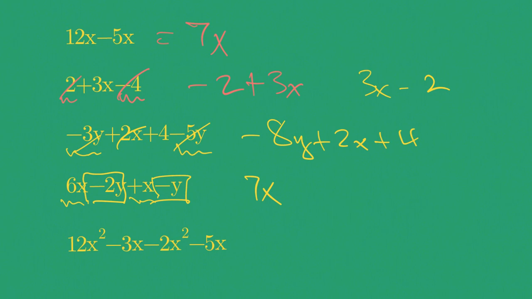Negative 3y. Negative 3y, I agree. Same sign, keep the sign, add the numbers, right? 7x, I got you. 7x minus 3y.